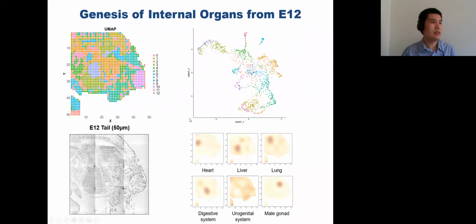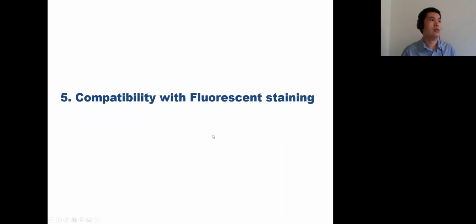Another sample we work on is the E12 tail region. For this one we use a lower resolution, 50 micron, because the E12 mouse is much larger than the E11 mouse. We want to cover the whole tail region, so we have to use larger channels. Then we can also do a very good identification of heart, liver, lung, and those distinct features as shown here.